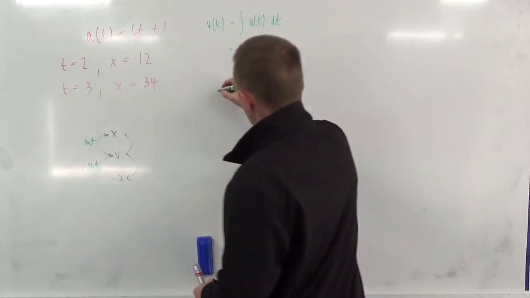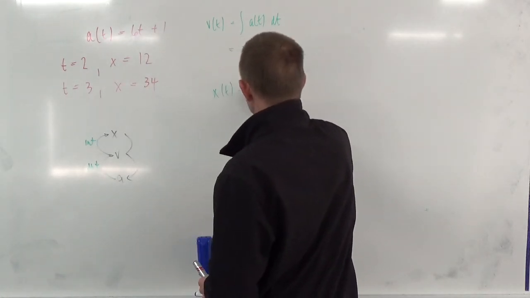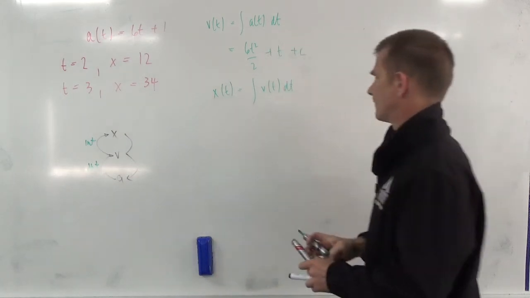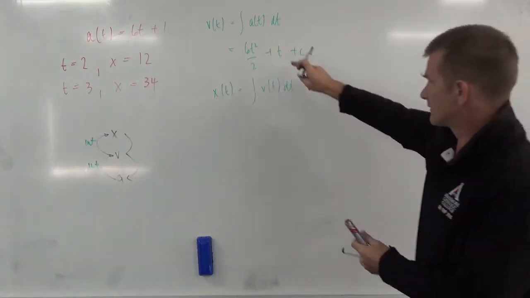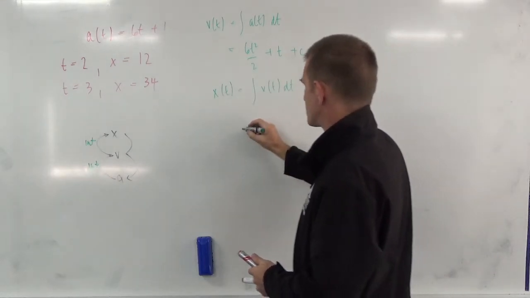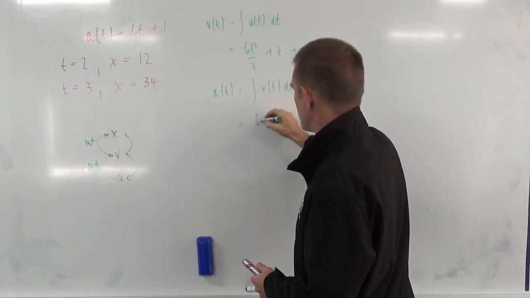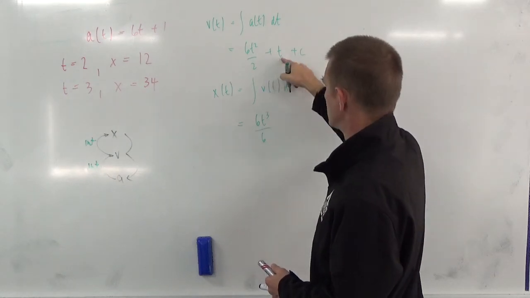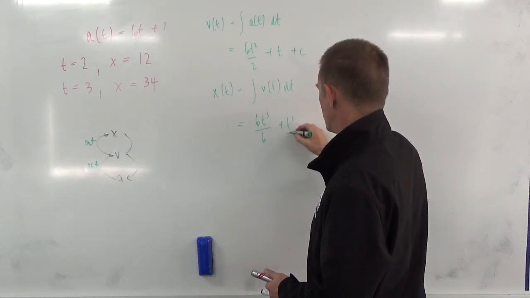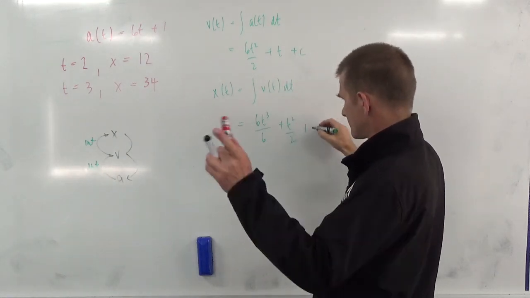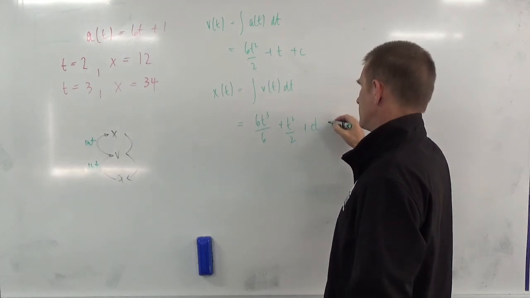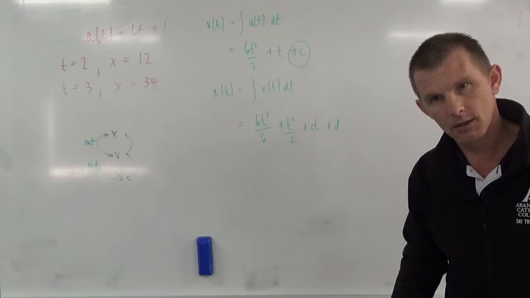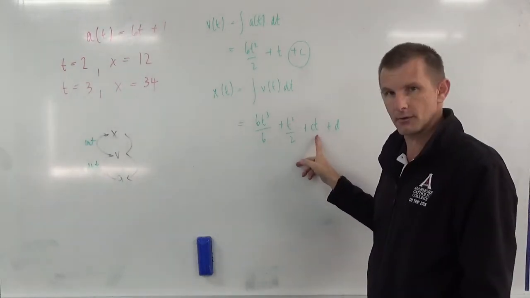So now what I've got to do is say that x of t is equal to the integral of v of t dt. Now, this is v of t here, so I've got to integrate that. So, integrating this would get me 6t cubed over, bottom line is now going to be 6, plus t squared over 2, plus, now this is the trick, ct plus d. Remember, that is just a number. So if I'm integrating it, I throw t on the end.